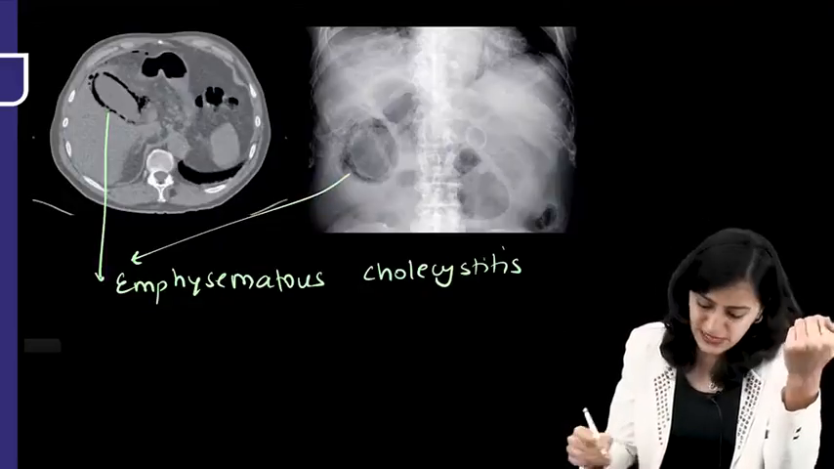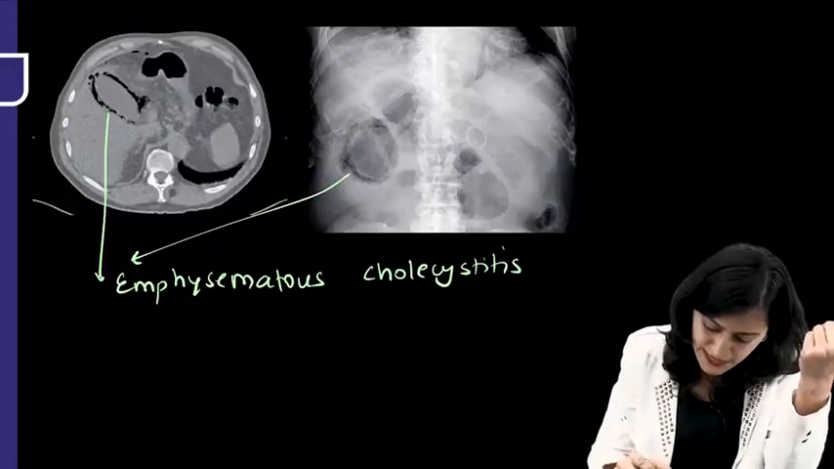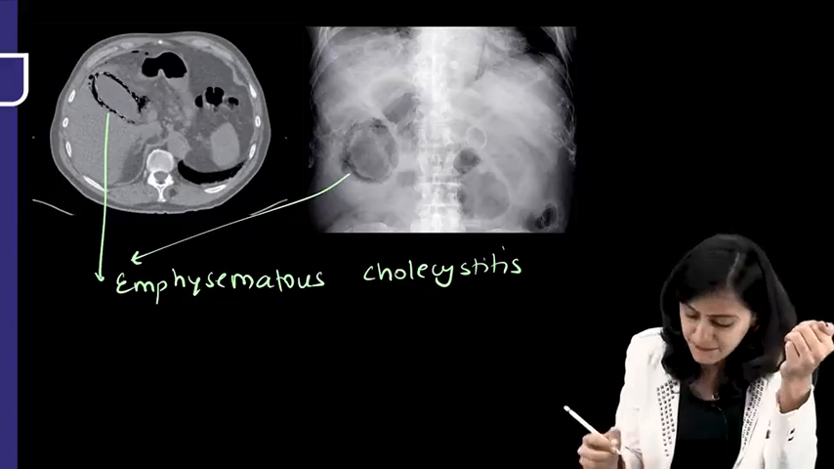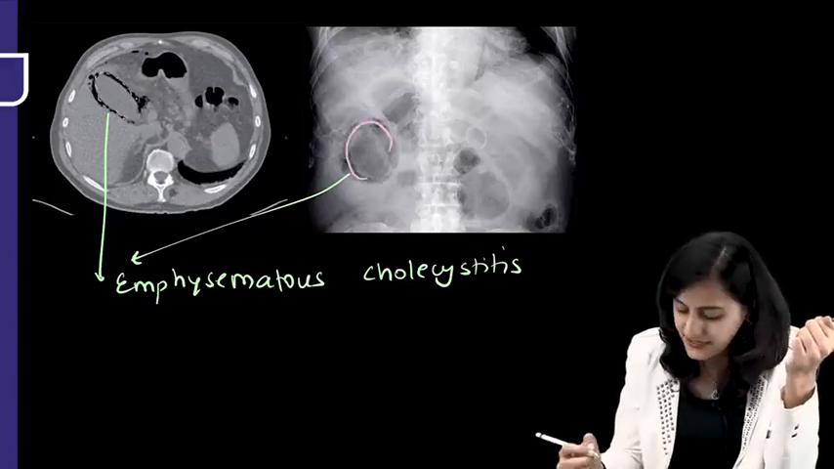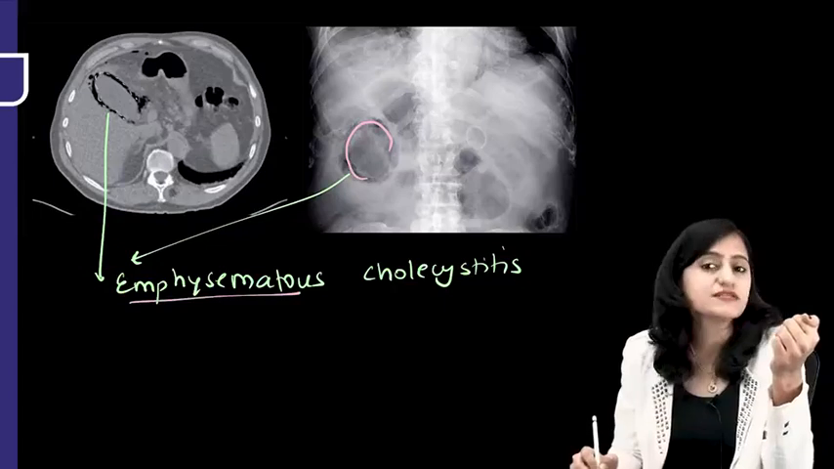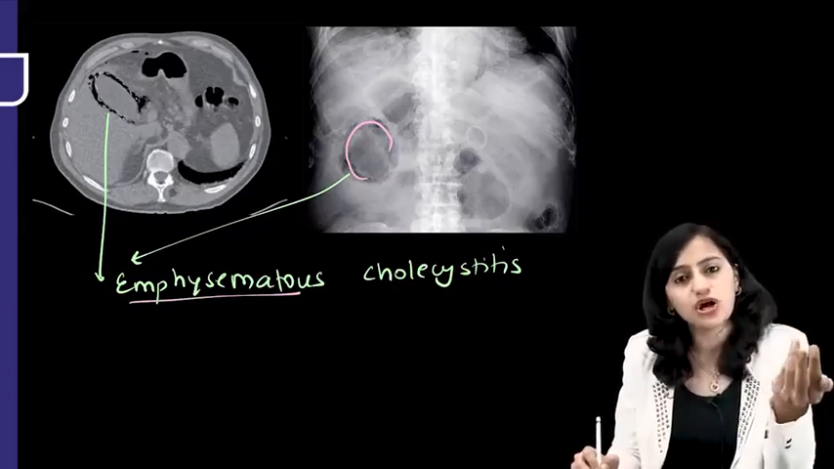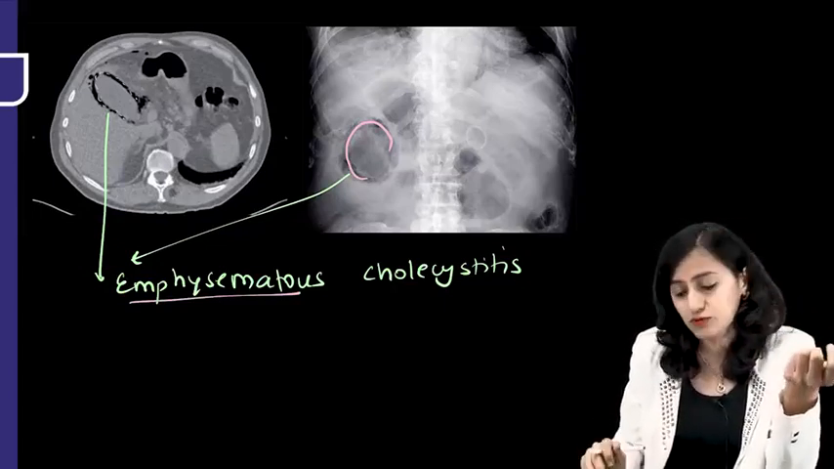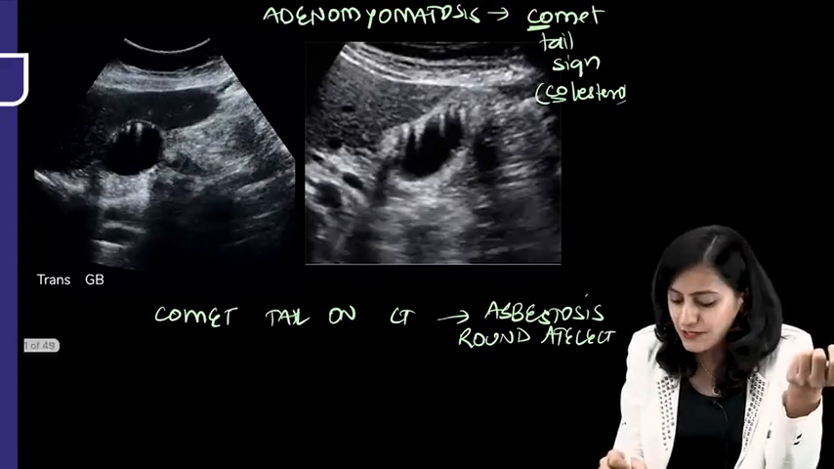Next one. Classically, what I am seeing here is this black air on CT. Black on CT is air. And this is the black air on X-ray. This is emphysematous cholecystitis, which is common in diabetic patients and can predispose to gangrene of the gallbladder.